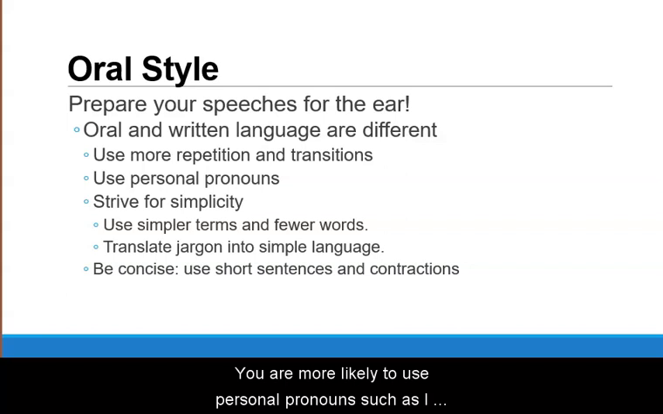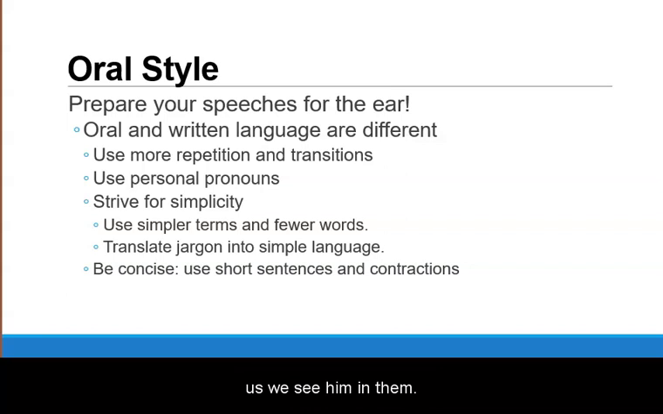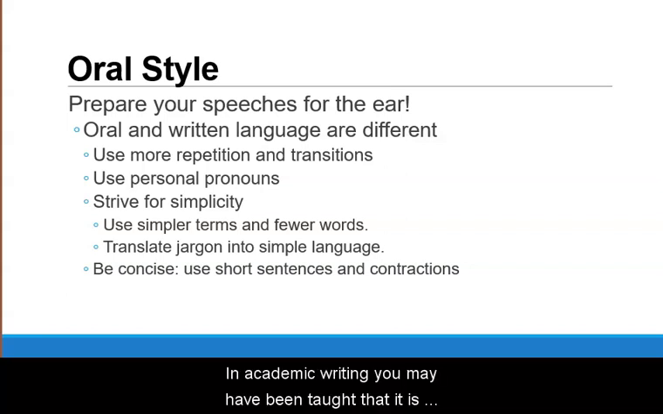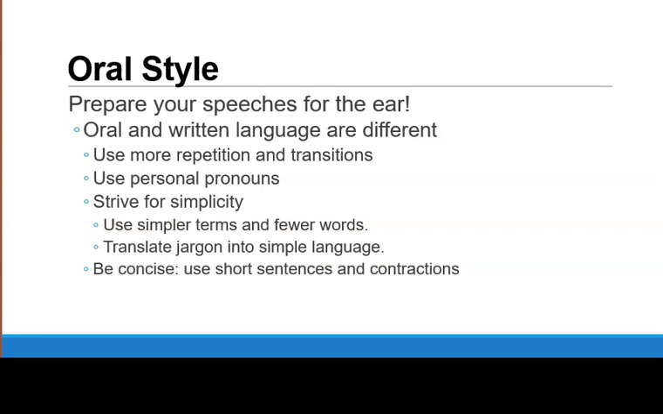You are more likely to use personal pronouns such as I, us, we, she, him, and them. In academic writing, you may have been taught that it is wrong to use personal pronouns. However, using personal pronouns in speeches could be used to connect to your audience or communicate a common ground.